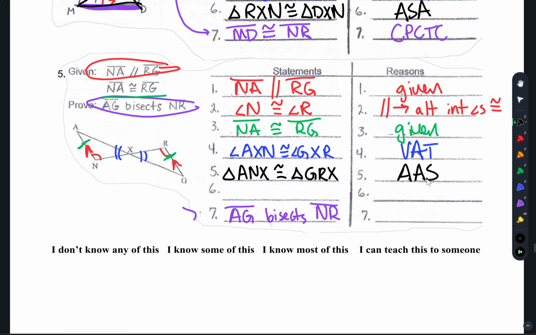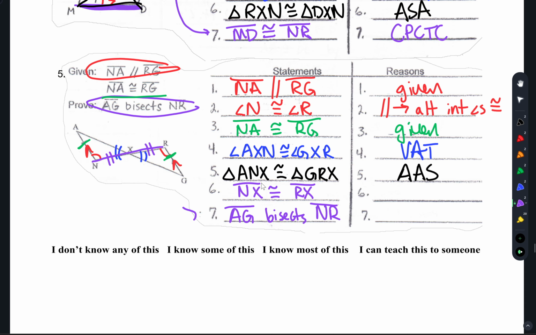Now we've kind of hit our roadblock here. My goal is to say that AG bisects NR. What would I need to know if I wanted to say that AG bisects this side right here? Dahlia. NX and RX are congruent. If I'm trying to say that AG bisects this line, then I would need to know that these two pieces, NX and RX, are congruent.